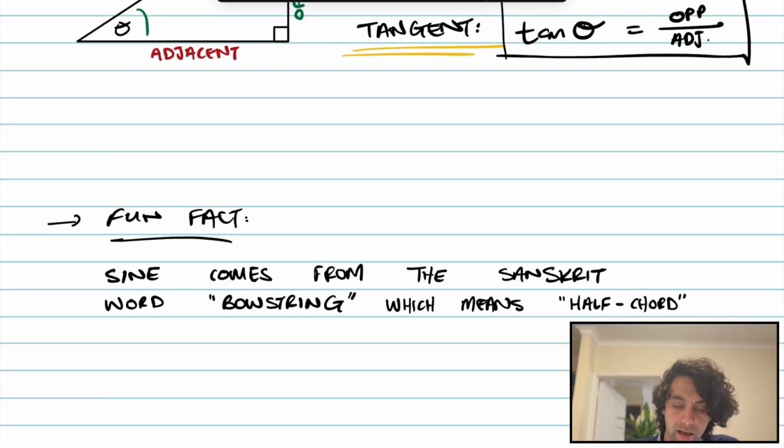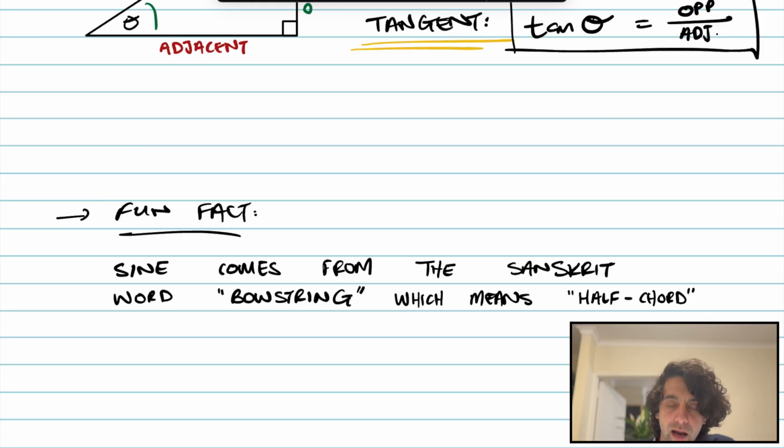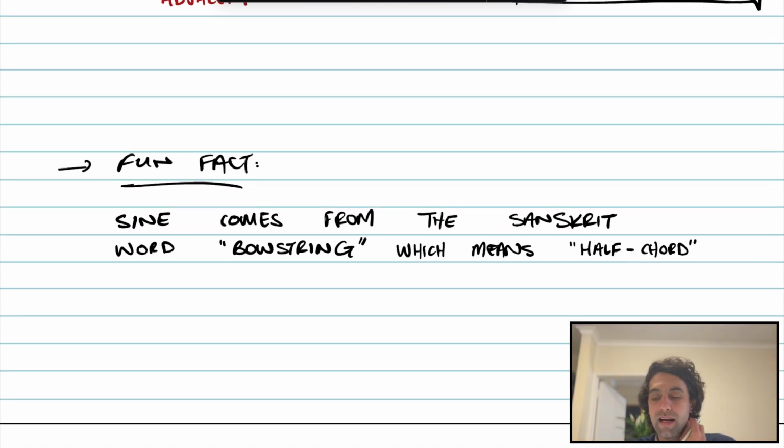Here is a quick fun fact, and I thought I'd throw it in there. Where does sine actually come from? Where do these funny words we are using in mathematics all of a sudden come from? Sine actually comes from the Sanskrit word for bowstring, which means half chord.